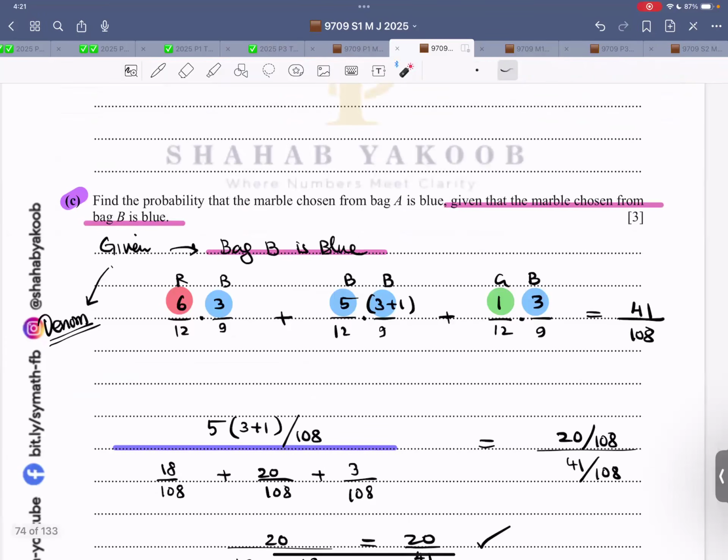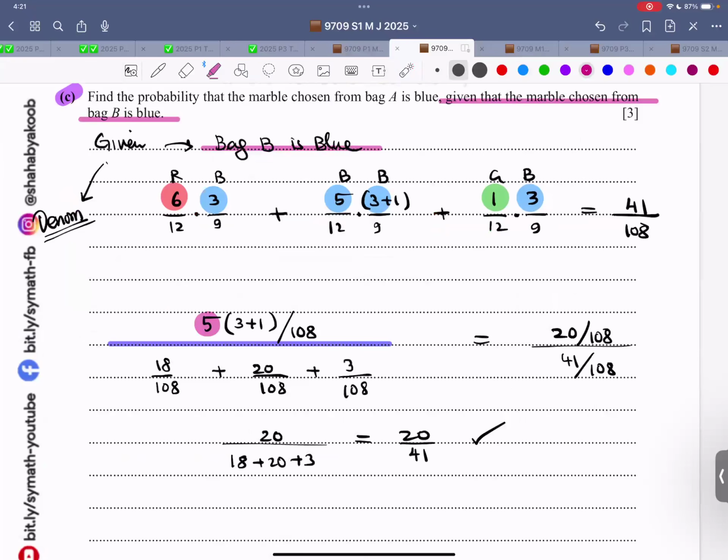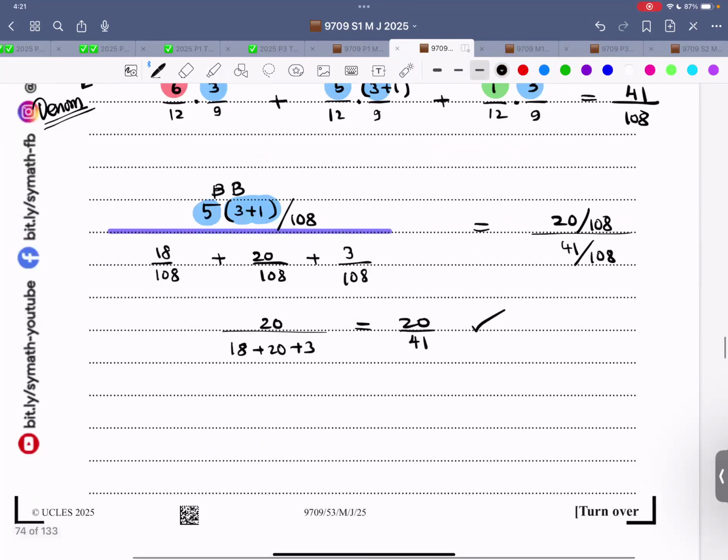The numerator is the marble chosen from bag A is blue, given that the marble chosen from bag B is blue. So blue, blue goes in the numerator. So blue, blue, this is blue, this is blue, that is the numerator that goes at the top and the condition goes down. That is how you divide and then you get the answer.